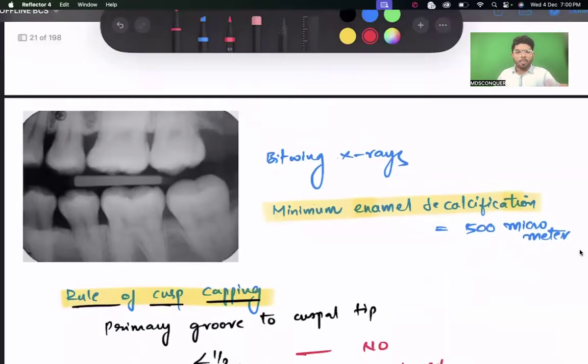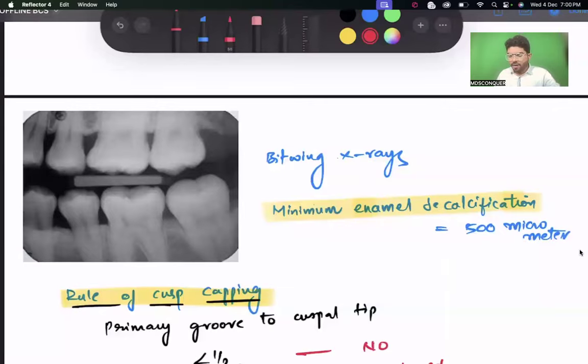Okay, right. So I hope you're familiar with this, right? These are called bite wings. Can you tell me which type of X-ray technique is used in bite wings, whether it is the bisecting angle technique or the paralleling angle technique? Yes, it is the paralleling angle technique. So that is the reason why bite wings are the best choice to detect proximal caries lesions.